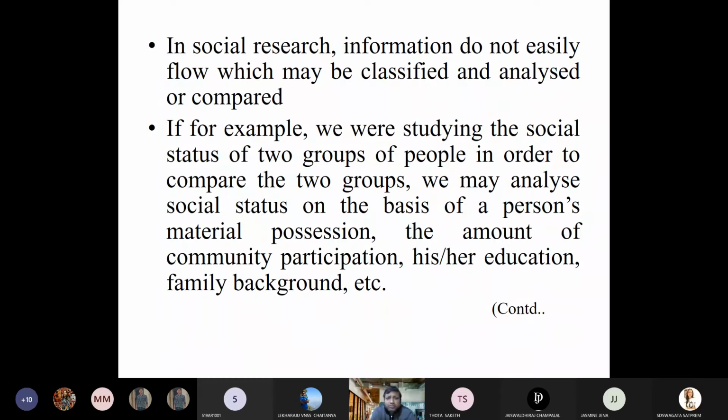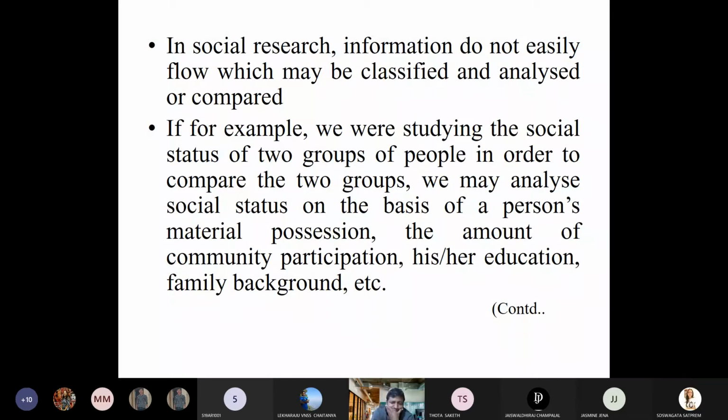Because we have to classify. Unless we classify, we cannot compare. For example, if we are studying the social status of two groups of people, in order to compare the two groups, we may analyze social status on the basis of a person's material possessions, the amount of community participation, his or her education, family background.